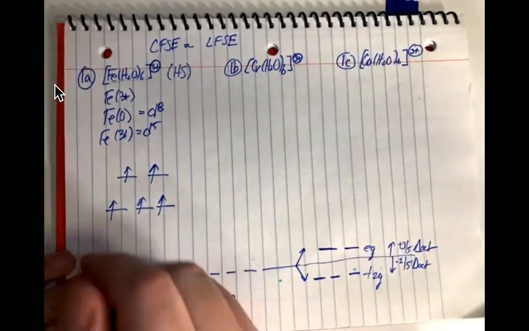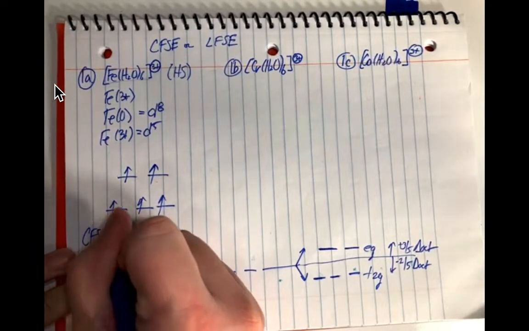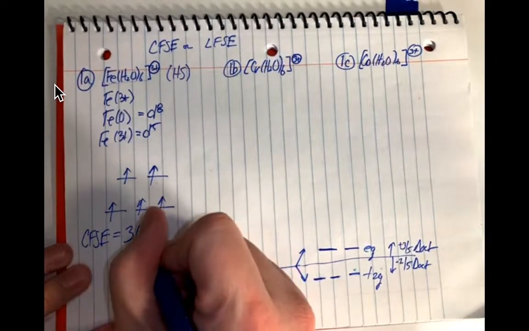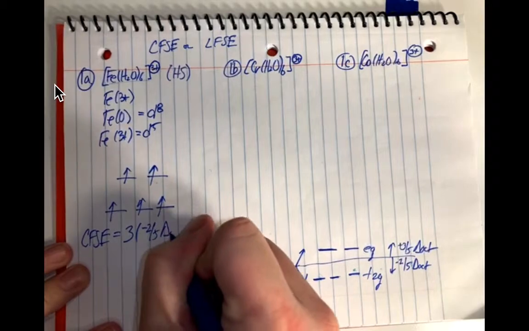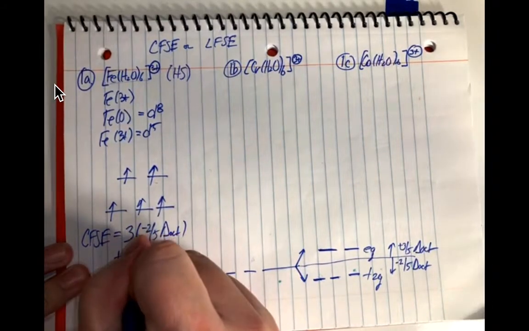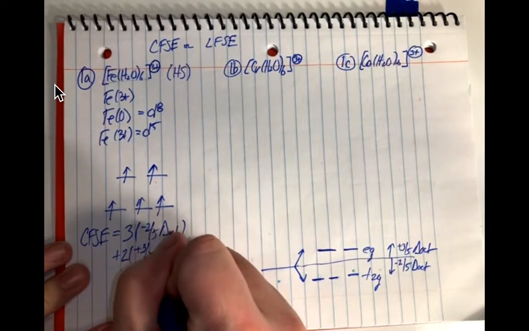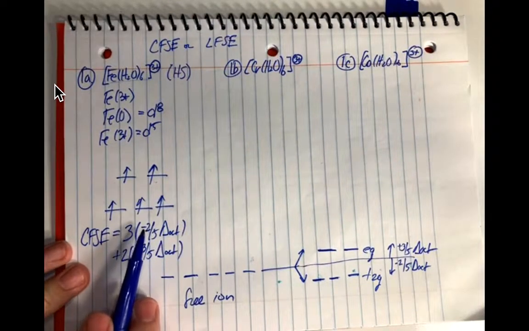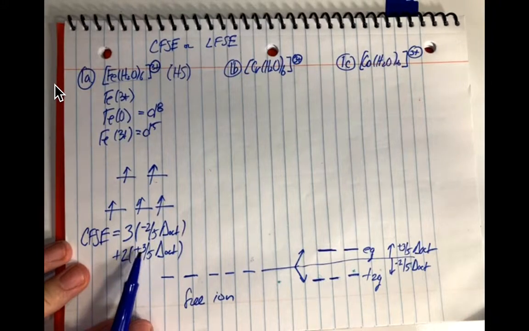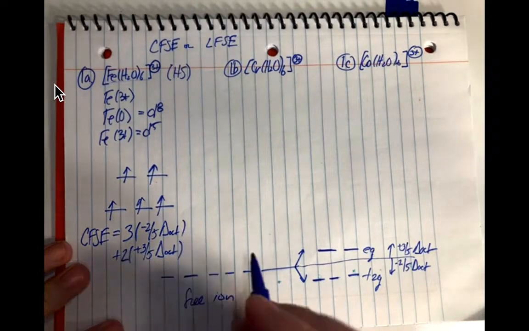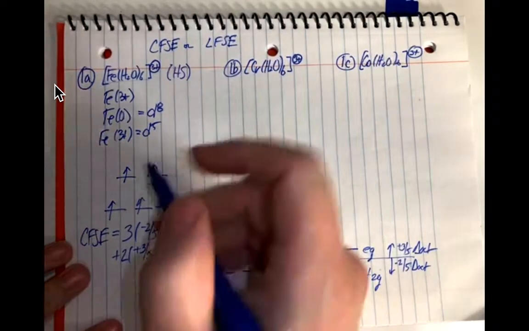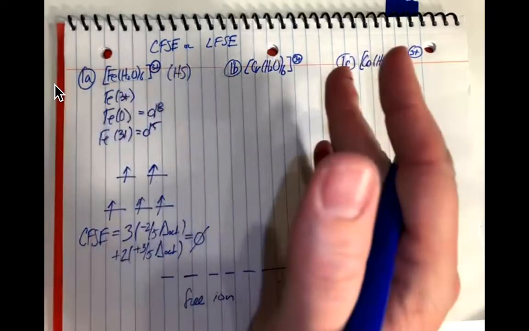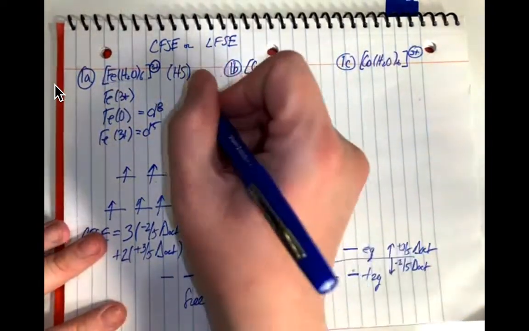Okay, so now let's do our crystal field stabilization energy. It's equal to 3 times minus 2/5 delta oct plus 2 times plus 3/5 delta oct. Well, 3 times minus 2 is minus 6, and 2 times plus 3 is plus 6. So this crystal field stabilization energy for this ends up being 0. Okay, so this is no more stable in the crystal field than it is as the free ion.